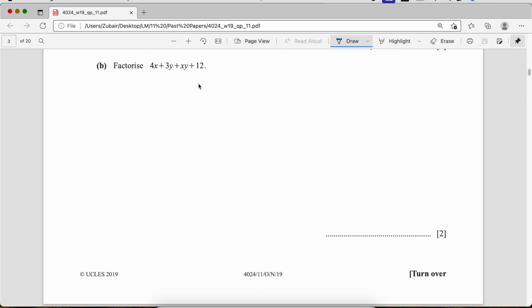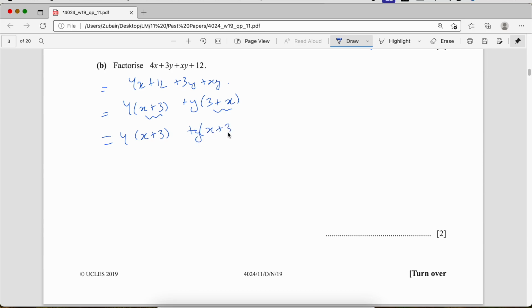B part says factorize this. Now I have 4 terms. I cannot find anything common in the first two, so I choose to rearrange. So 4x plus 12 plus 3y plus xy. I can take out 4 as common, I'm left with x plus 3. In the next two, I can take out y common, this is 3 plus x. Now these two brackets are the same. Just for the sake of satisfaction, I'm rearranging them. That's y, x plus 3. So 4 plus y into x plus 3.